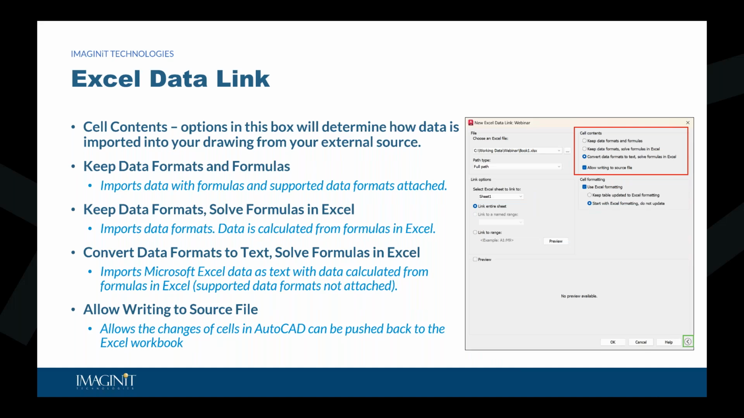Does data modification in AutoCAD change the data in the linked Excel, or is the linked table purely a visualization? So what I'm talking about here is if I allow writing to the source file and I change something in AutoCAD, I can push that back and modify the Excel. So that's one of the things, is that if we do this, we can now have bi-directional communication. So if the Excel updates, it'll update the table. If you manually update the AutoCAD table and push that back to Excel, it will update the Excel.